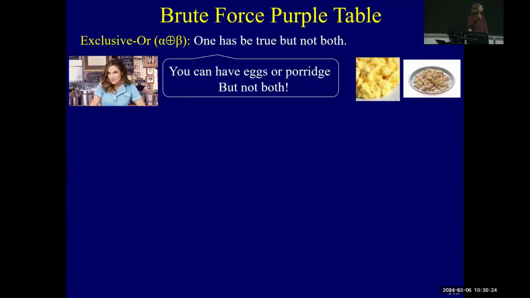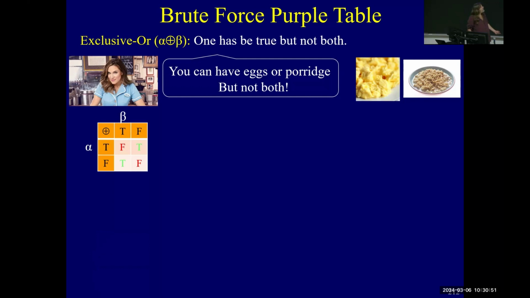All right. So this was the exclusive OR. She says you can have eggs or porridge. Well, you say to her, I took logic, and OR means that I can have both of them. And she says, sure, you can have both of them, you just have to pay for it. But she means you can't have both.